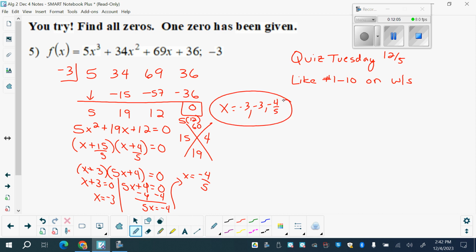Okay, for your answer on that try, you should have gotten 2, negative 3s, remember one of them is given here, and negative 4/5. So there are 3 roots, and it's a degree of 3. That should always match. Questions on that?